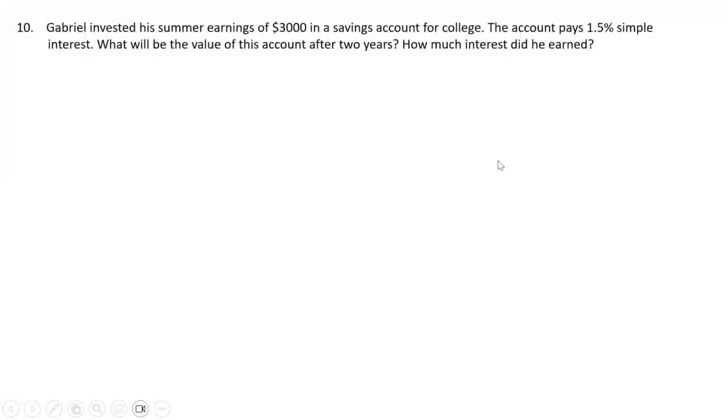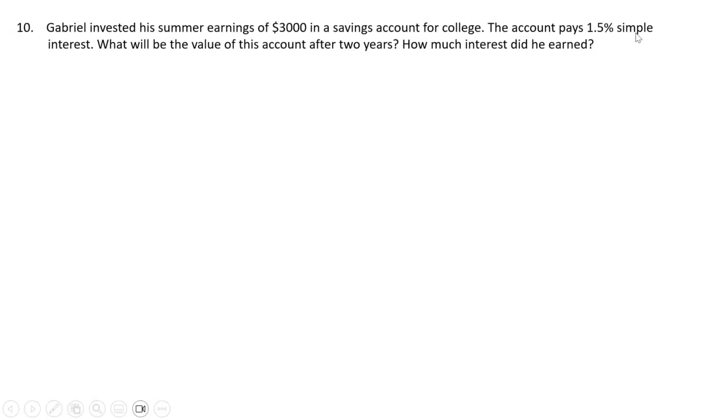Okay. Now number 10. This is, I believe, from chapter 5, the finance problems. It says Gabriel invested his summer earnings of $3,000 in a savings account for college. The account pays 1.5% simple interest. What will be the value of this account after 2 years, and how much interest did he earn?